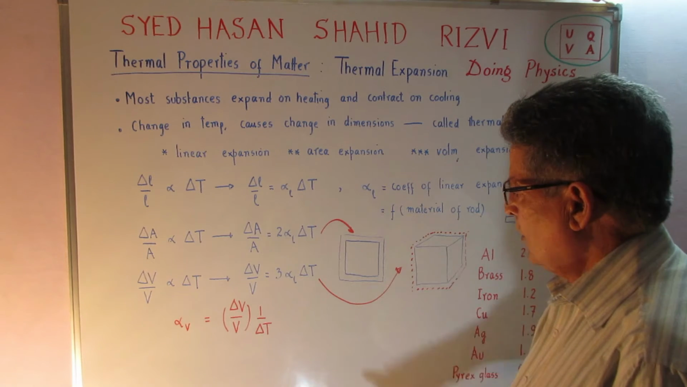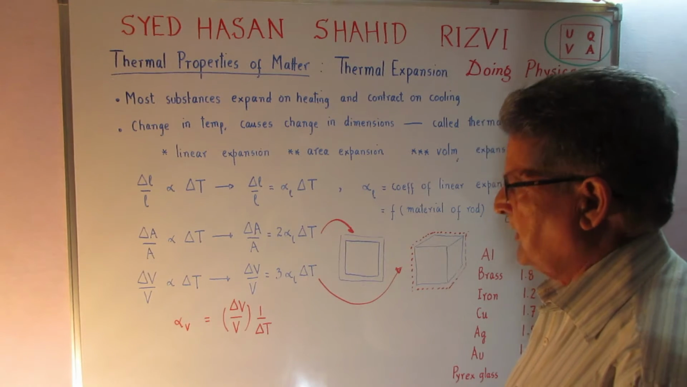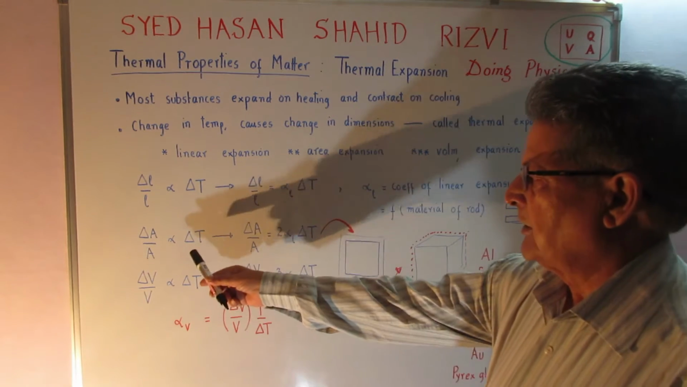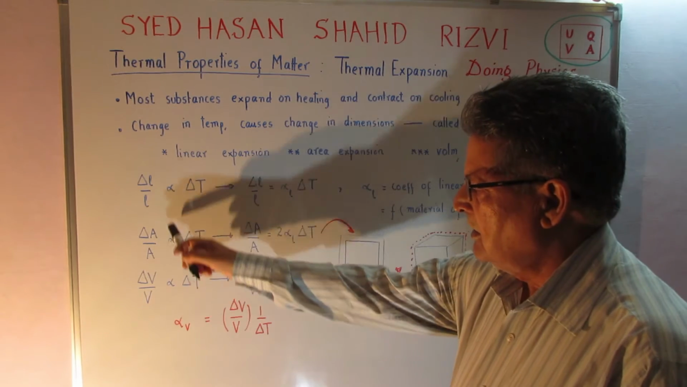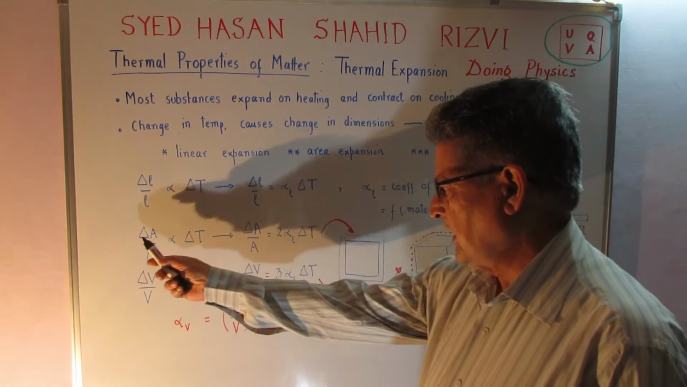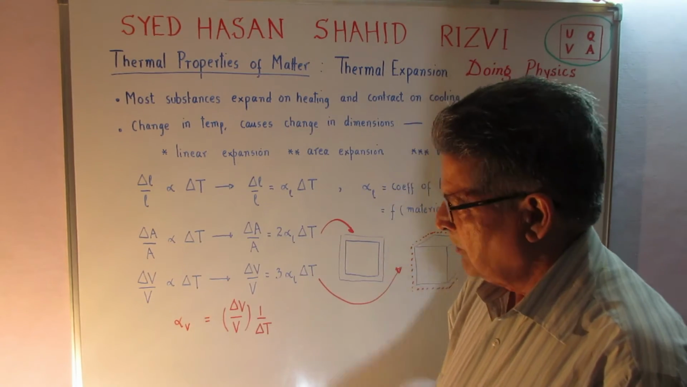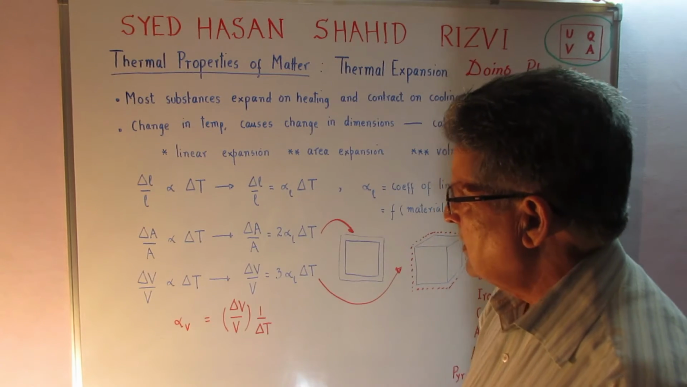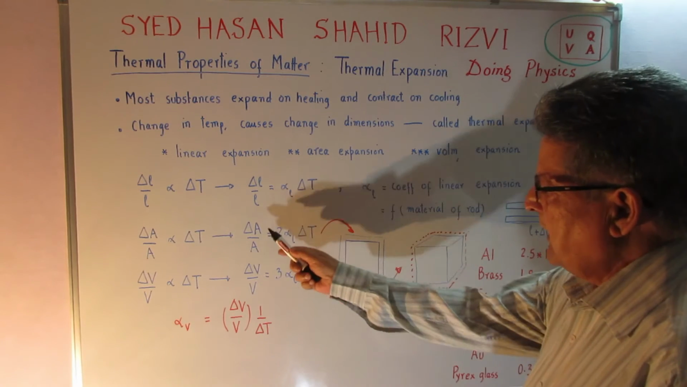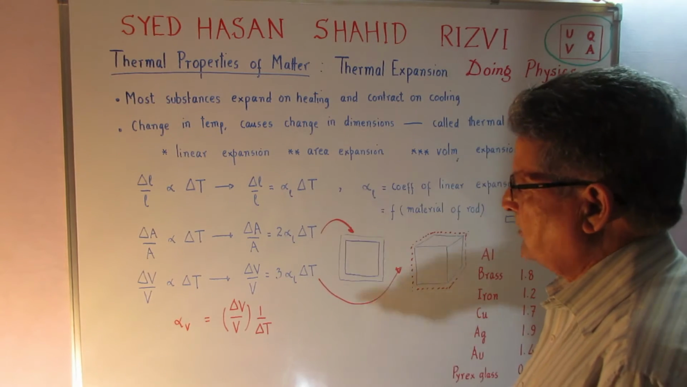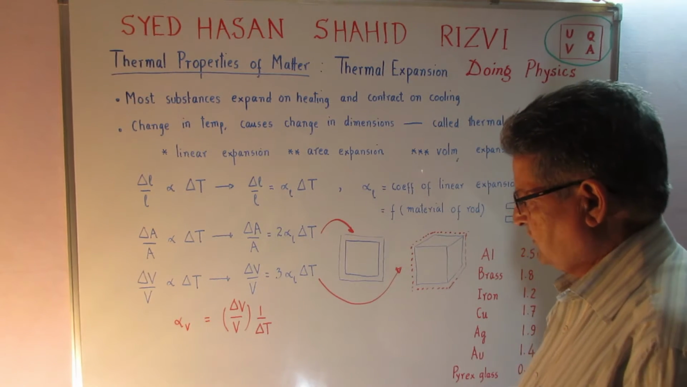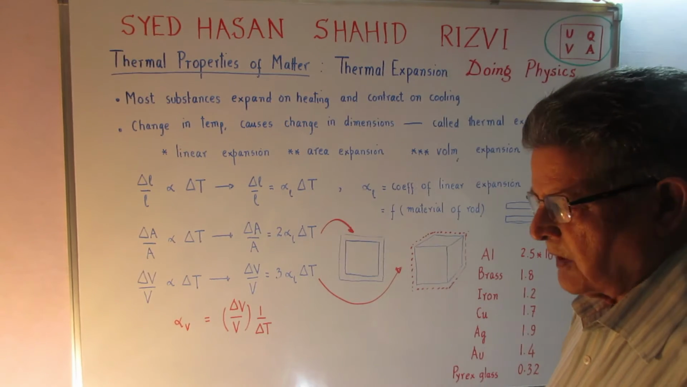Similarly, for a plate being subjected to a change in its temperature by an amount delta T, the fractional change delta A upon A, which is of course a number, is proportional to delta T. I can write that delta A upon A is equal to a constant times delta T, and this constant becomes twice the value of alpha L.